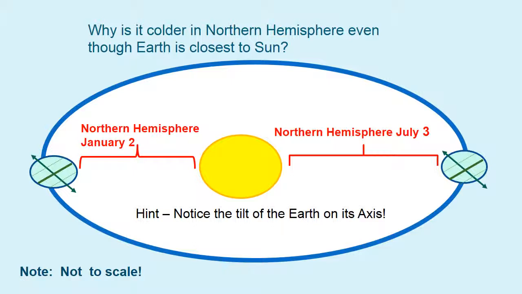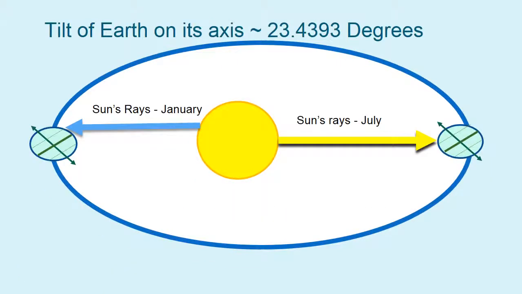So why is it colder in the Northern Hemisphere even though the Earth is closer to the Sun? Well, I want to give you a hint. The arrows here indicate the position of the poles of the Earth on its axis of rotation. So the Earth is tilted on its axis. In fact, it's tilted 23.439 degrees off of perpendicular. So the Sun's rays in January come in at an angle to the Earth, whereas the Sun's rays in July come in perpendicular to the surface of the Earth.